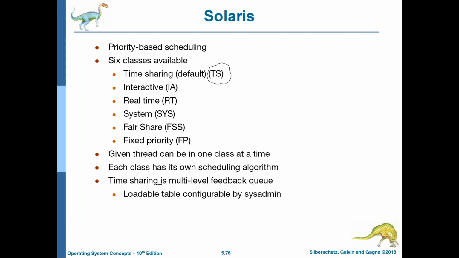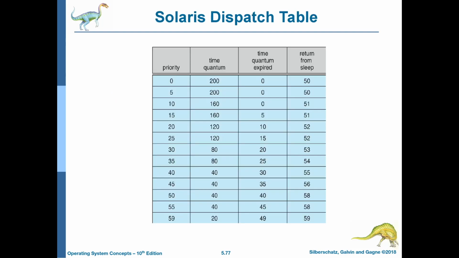And basically, time sharing is a multi-level feedback queue itself, which has a loadable table that the system administrator can load up and make modifications to, if you will, to fine-tune the scheduling algorithm. And so we find here that this is the dispatch table that we talk about, where the priority given to a particular thread determines the time quantum for that thread. So this time quantum is clearly very large for high priority jobs. It also shows that there's a time quantum expired value that is used in determining the scheduling, and also when it must return from sleep if the job has been put to sleep.